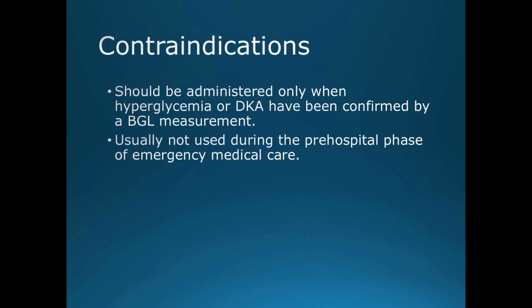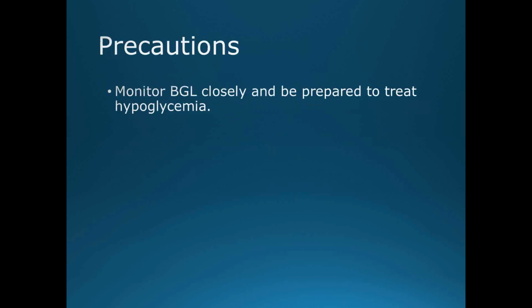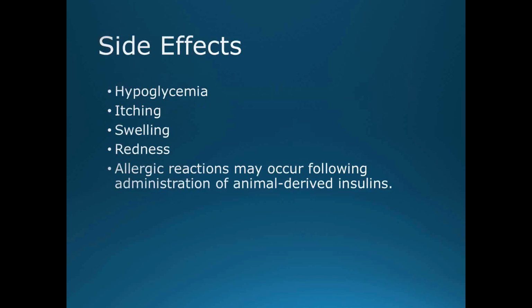Contraindications. We are not going to give this to a patient unless we absolutely know that they have high blood sugar. Giving insulin to somebody with normal blood sugar can be fatal. So not generally, not in the pre-hospital phase, but on occasion you may find a situation where it's appropriate. Okay. We're going to monitor the blood glucose carefully and be ready to treat for hypoglycemia. Once we give the insulin, they can burn that sugar up so quickly that they become hypoglycemic very quickly.